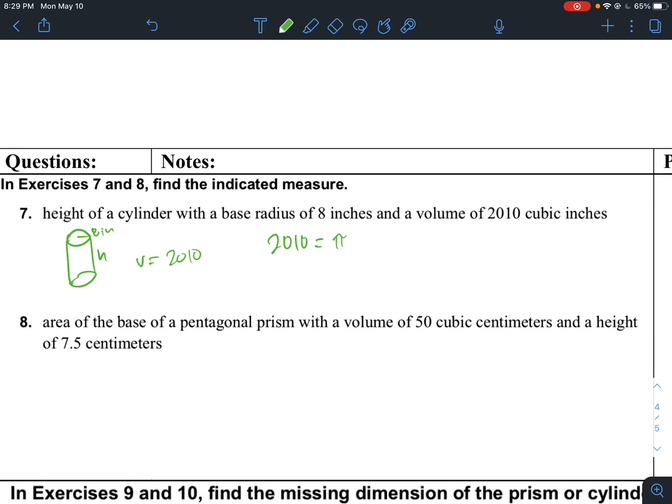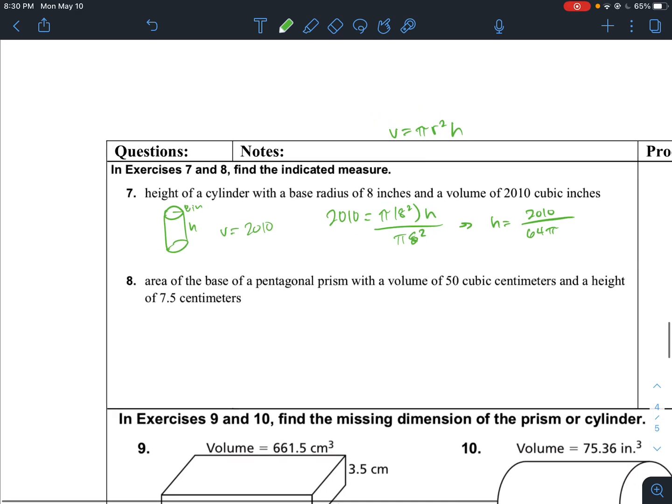So remember that volume of a cylinder is pi r squared times the height. So r is 8, so 8 squared times by the height. That's what we're looking for, the height. So in order to do this, we just need to divide by pi 8 squared on both sides. So height would be equal to 2010 divided by 64 pi. And that should give you the height. Okay. So that's how you can set that one up.